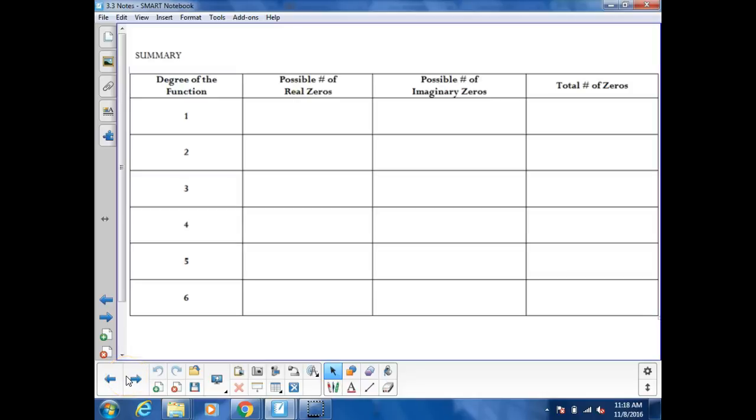All right, so from the packet from yesterday, if I have a degree of 1, how many total real zeros do I have? 1, right? Okay, hold on. So if I have 1 total zero and my degree is 1, what can you tell me about that function?